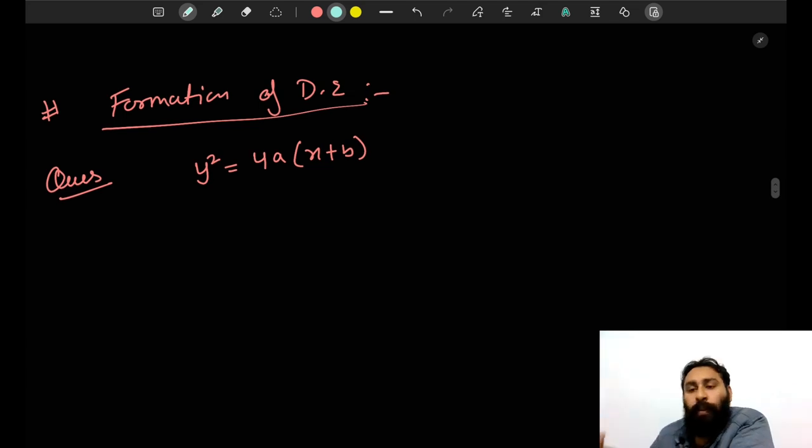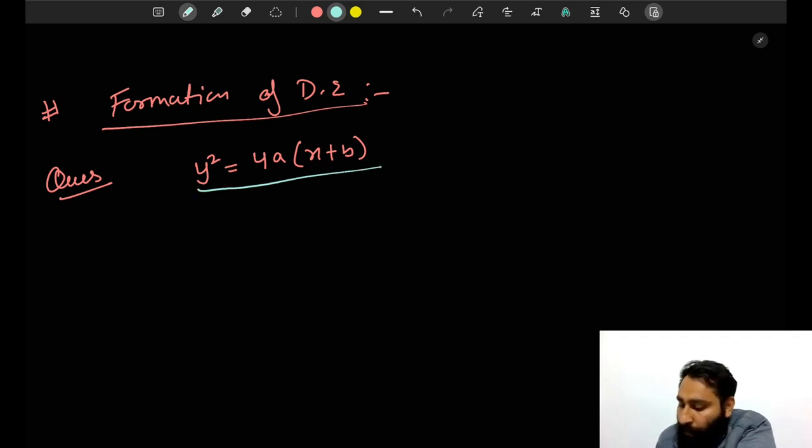Now we see formation of a differential equation. How to form a differential equation? Basically, in any given family of equations, there are arbitrary constants. We have to remove the arbitrary constants. If in any given equation there are two arbitrary constants, we have to differentiate 2 times. If there are 3 arbitrary constants, we have to differentiate 3 times and solve these 3 or 4 equations and remove the arbitrary constants. It is our main task.